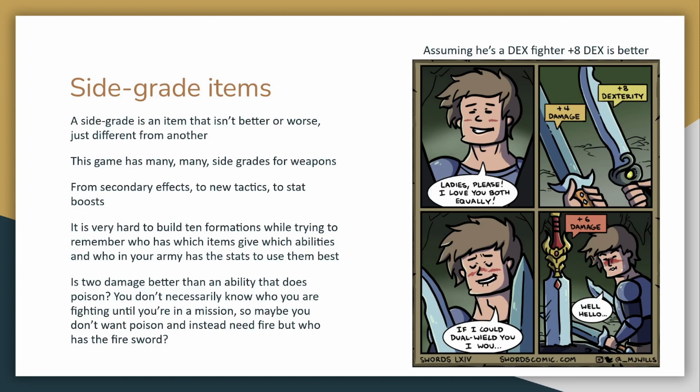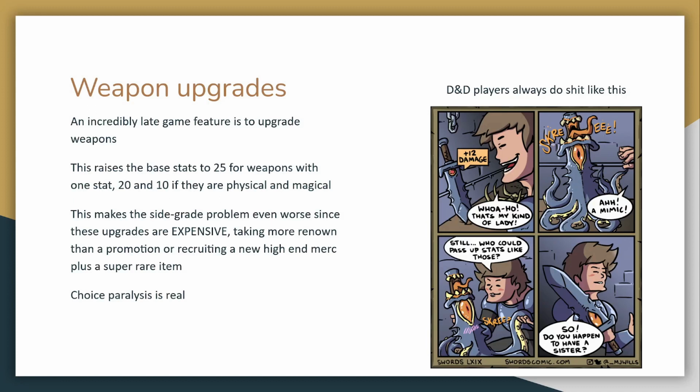And it is very hard to build 10 formations while trying to remember who has which item that gives which abilities and who in your army actually has the stats to use them best. And is 2 damage better than an ability that does poison effect? Because now you can't use normal attack, you have to use your poison attack. And you don't necessarily know who you're fighting until you're in a mission. So maybe you don't really want poison, and instead you need a fire. But then you have to remember, who did you equip the fire sword to? It becomes a mess.